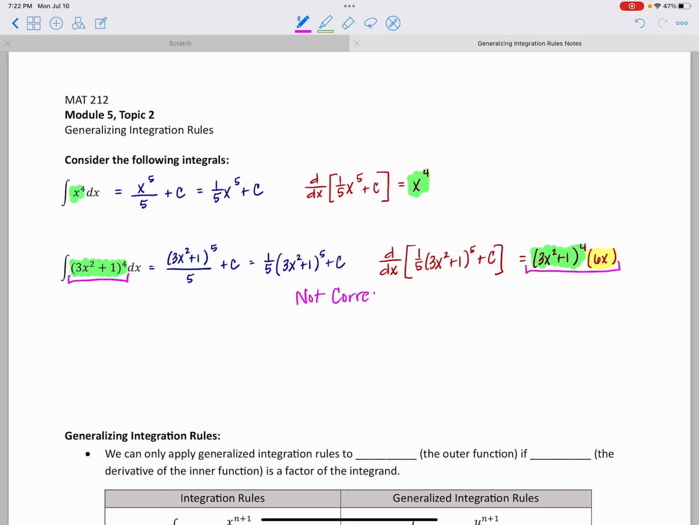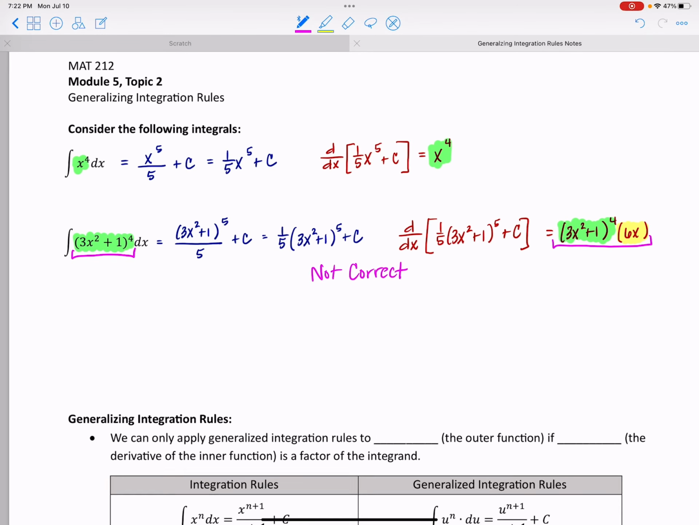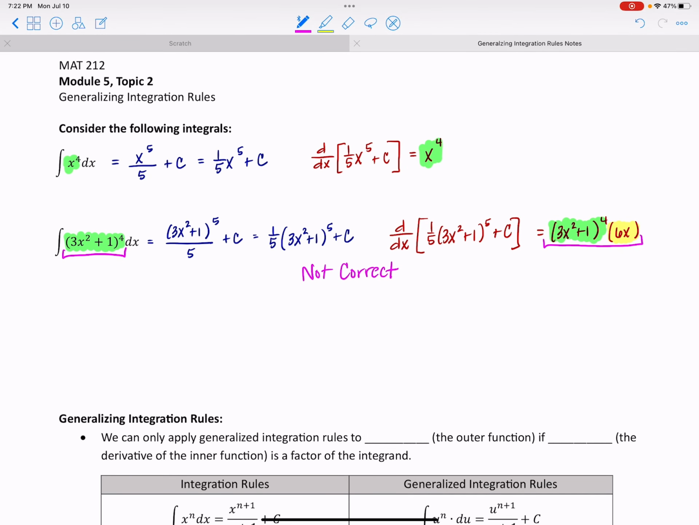So what do we do to make this correct? Well, if we're dealing with a composition of functions like we have here, remember our chain rule we used to generalize our differentiation rules? It's the same sort of concept. We're trying to undo the chain rule, right? We're trying to integrate something where the chain rule was applied. Well, if it's a composition of functions, if the chain rule is in there, then we should see the derivative of our inner function in that integrand.